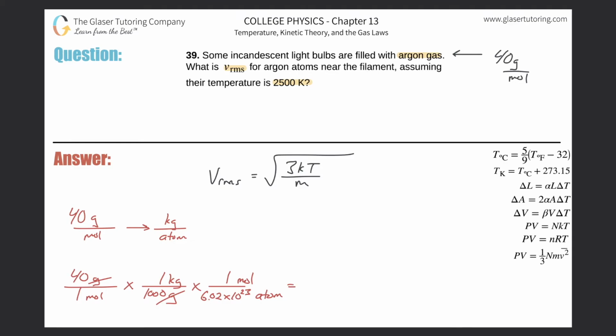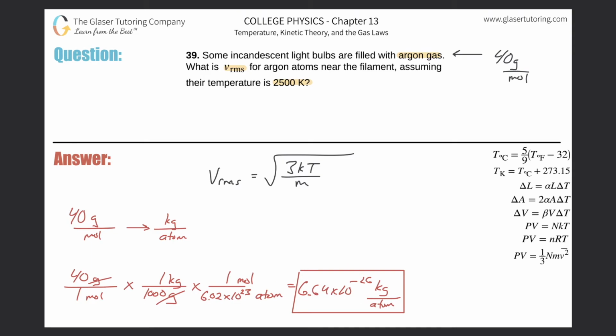Anyway, not to belabor the point, let's do the calculation. It's 40 divided by, in parentheses, 1,000 multiplied by 6.02 times 10 to the 23rd. And what do we get? Some tiny value: 6.64 times 10 to the negative 26th kilograms. That's kilograms per atom, and that's what we need. When you plug in your units, you plug in the kilogram unit, but you have to know the mass of a single atom.